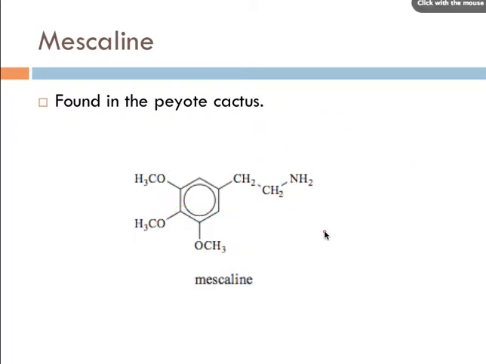Okay, moving on to mescaline. This has been used for 100 years or more by Native Americans. It's similar to amphetamine. Right. If we look at the group responsible, we look at this group. We've got a phenylethylamine, okay, and this would be similar to those sympathomimetic drugs.